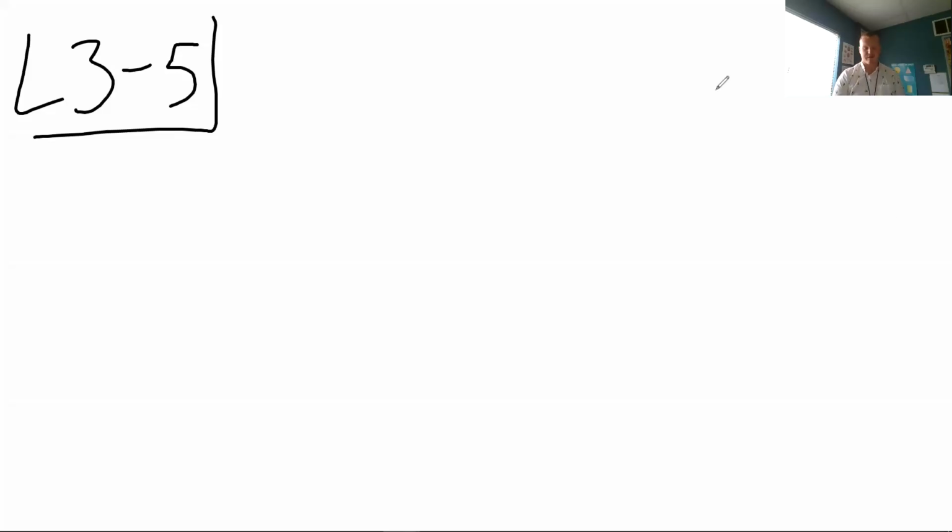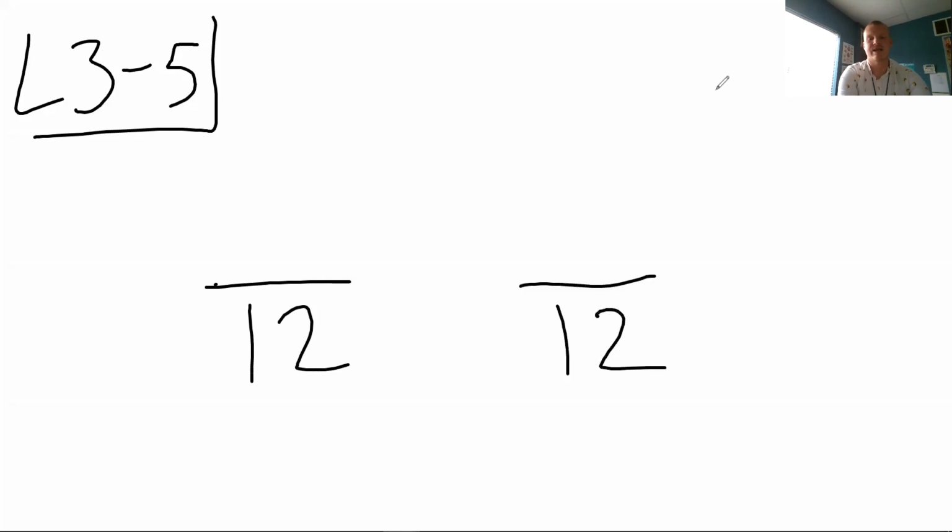So lesson 3-5, we are adding and subtracting like fractions. Well, what is a like fraction? Like fractions are fractions with the same denominator. So if I have 1/12 and 3/12, those are called like fractions, because they have the same denominator. If I had 1/8 plus 3/6, they would not be like fractions because they do not have the same denominator.